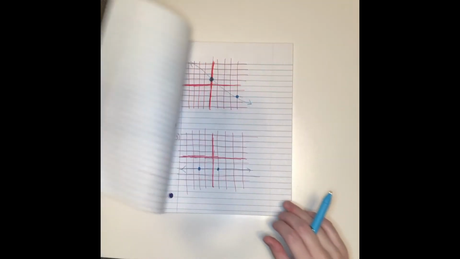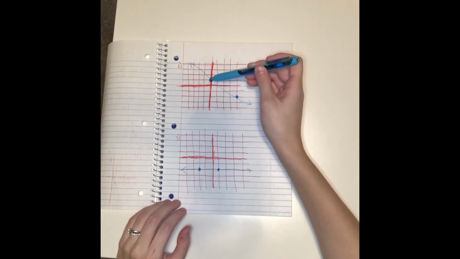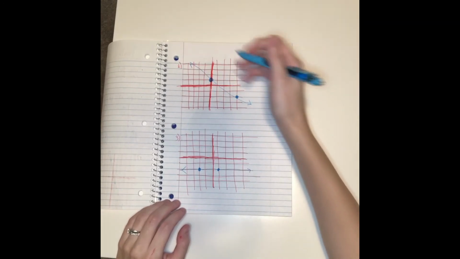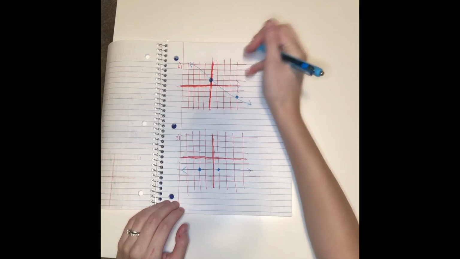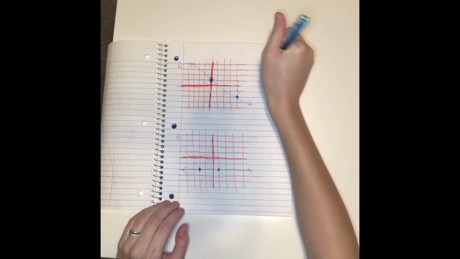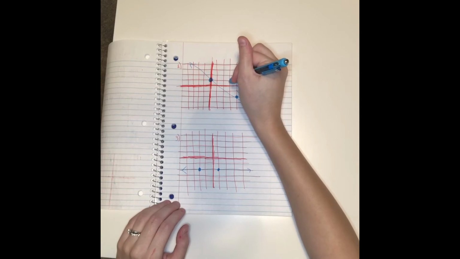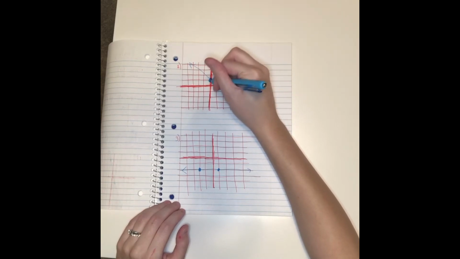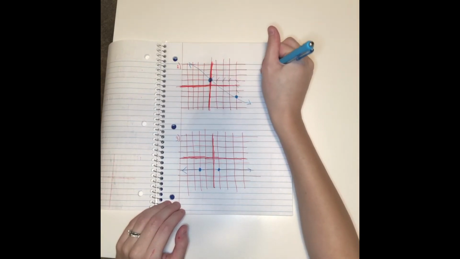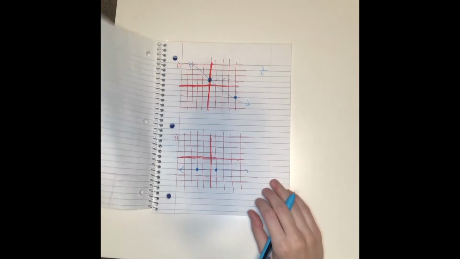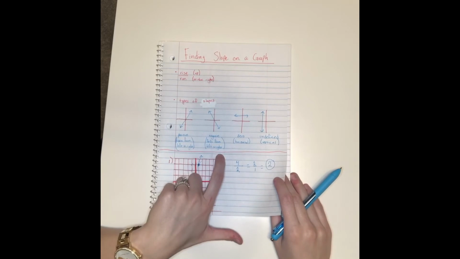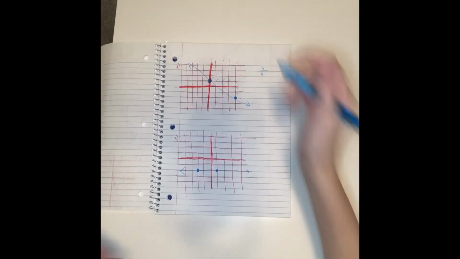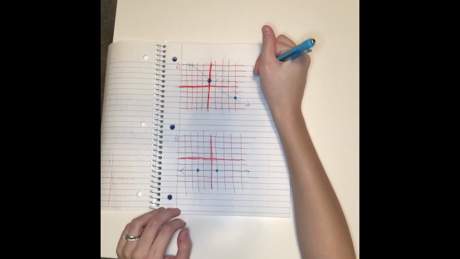Let's look at another example. Once again, we have 2 points here. Let's look at our rise first. We have 1, 2, 3. We run 1, 2, 3, 4. But this one, if you look, it's falling from left to right. If you remember from back here, when it falls from left to right, it's going to be negative. So this is going to be negative 3/4.